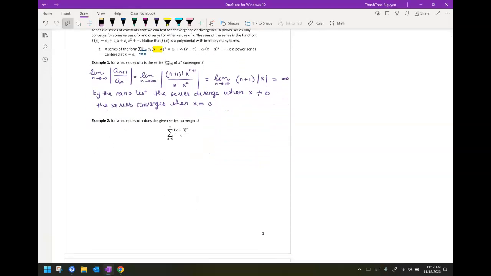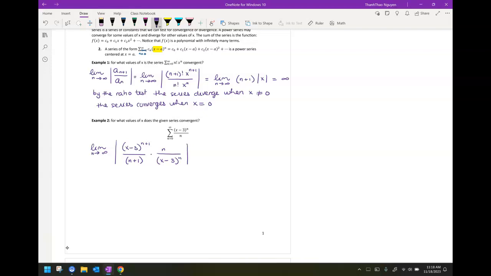For what values of x is the series convergent? We want to figure that out. So here we have the sum from n equals 0 to infinity of (x minus 3) to the n divided by n. First, let's take a look at the ratio test. So the limit as n approaches infinity of the absolute value of (x minus 3) to the n plus 1 divided by n plus 1, multiplied by n divided by (x minus 3) to the n.